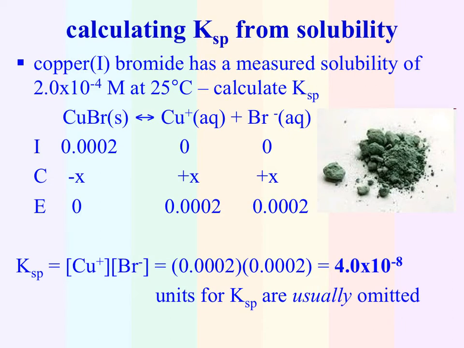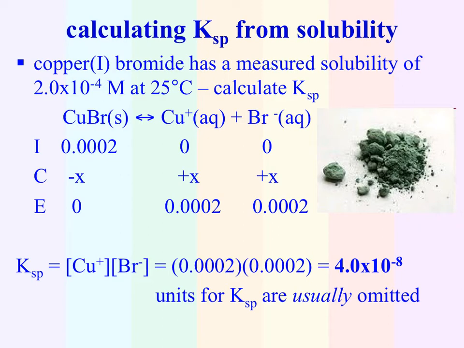So let's go ahead and calculate Ksp from solubility. What they've told us here is that I have copper 1 bromide, and that it has a measured solubility of 2.0 × 10⁻⁴ molar. Notice this is my concentration value, this is my solubility. So what they've given us here is our initial concentration of copper 1 bromide.